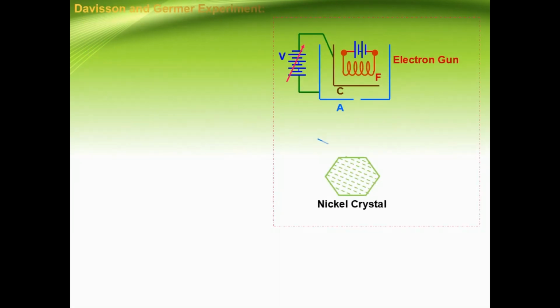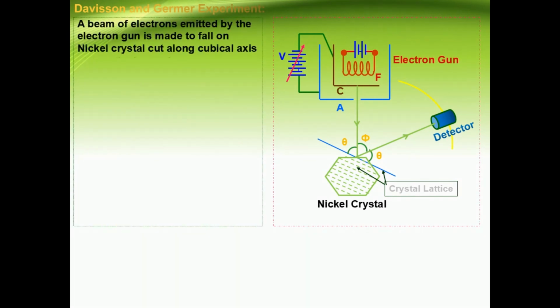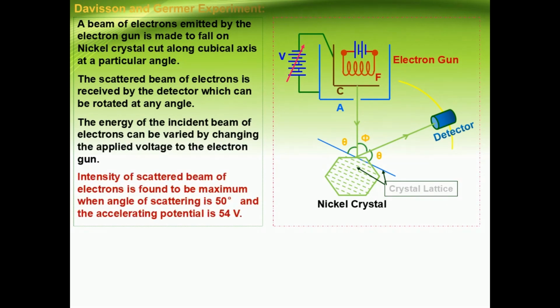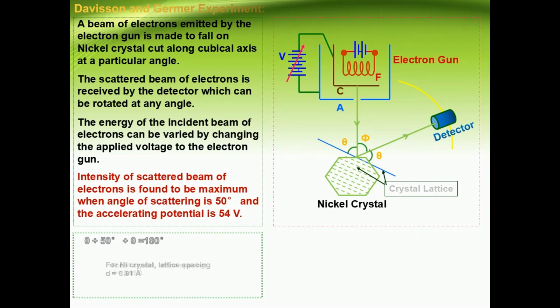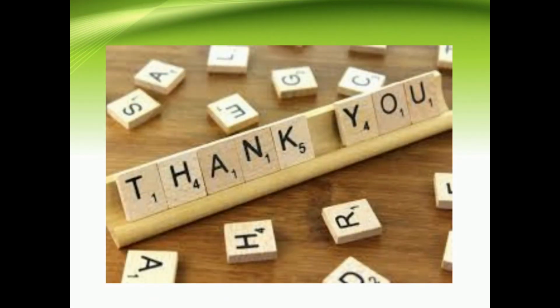This angle of 50 degrees is what I am talking about, the angle of scattering, and the accelerating potential hence is 54 volt. Therefore, theta plus 50 degrees plus theta is 180. For a nickel crystal, lattice spacing d is equal to 0.91. For the first order, n is equal to 1. Electron diffraction is similar to X-ray diffraction. Therefore, Bragg's equation 2d sin theta equals n lambda gives us lambda equal to 1.65 angstrom.